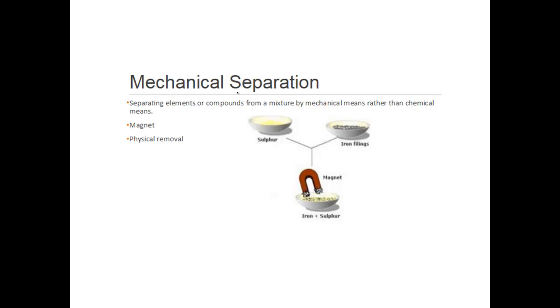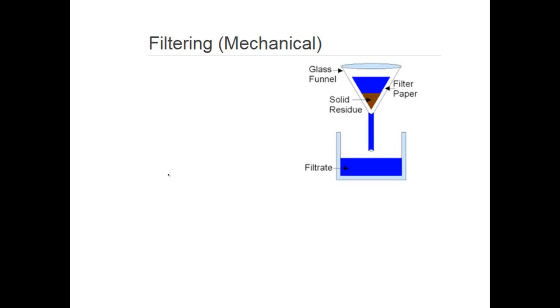Use separation mechanically, where you actually physically pick things out if they're big enough. You could use a magnet to separate things. Okay. You could also filter. So the assumption is that you have something solid that gets stuck in the filter paper, and the filtrate, you should know these terms, goes through and gets collected in the beaker, but usually you're interested in what's on the filter paper and massing that, but not always.